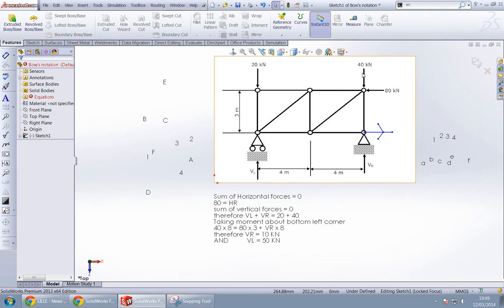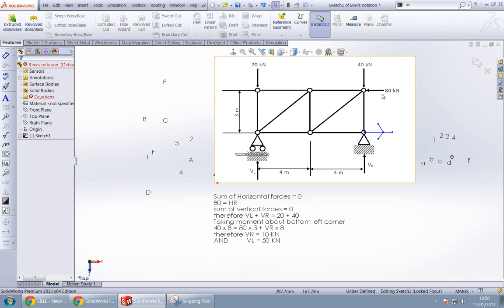So we start from 40 kilonewton, which is acting downwards, which would have a moment in the clockwise direction. So the clockwise moment is 40 multiplied by 8, and there is an anti-clockwise 80 kilonewton, which is 80 multiplied by 3, on the opposite side of the equation, because one is clockwise and the other is anti-clockwise. We should always keep in mind that we equate clockwise moments with anti-clockwise moments, so that the equation is balanced.